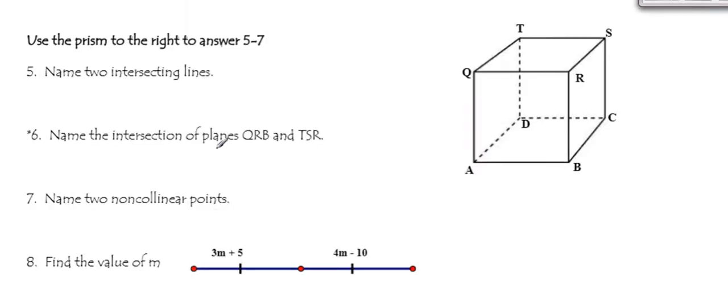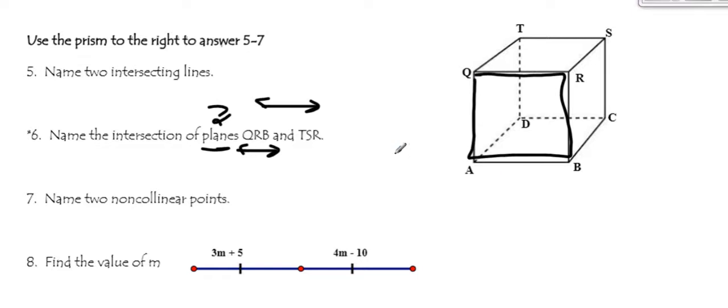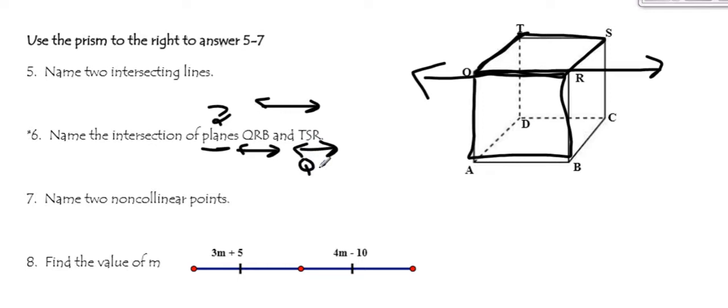Number 6, the intersection of 2 planes. Remember, two planes intersect in a line. So your answer should have the symbol for line over it. And here's plane QRB, so it's this whole plane. And TSR is over here, T to S to R. So this plane, and do you see where these 2 planes come together? QR. And remember, it's line QR, or you can call it line RQ.